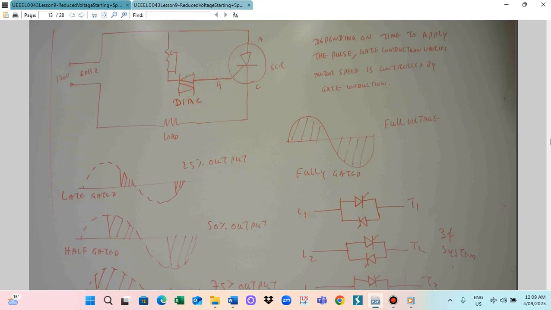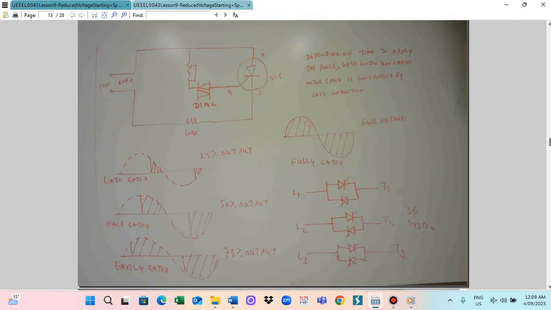So this is late gating. And then we also use another late gate firing signal. This is half gated. So with half gating, the output will be 50%. And this is fully gated, which means this is the early gated.